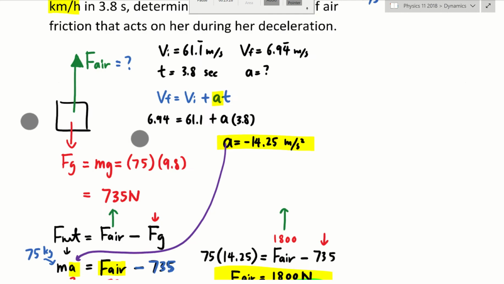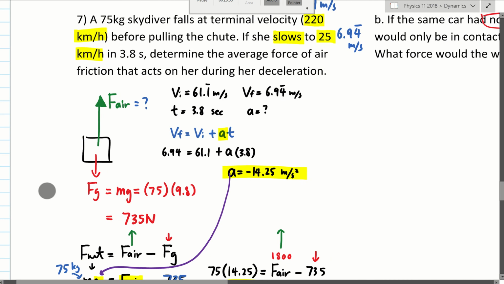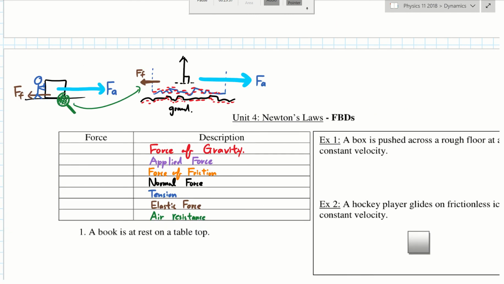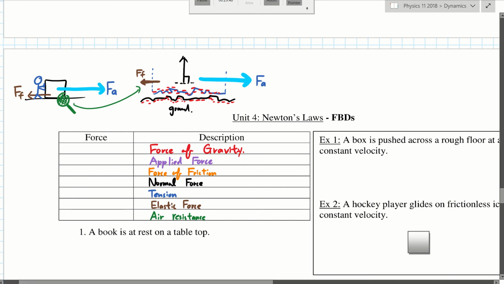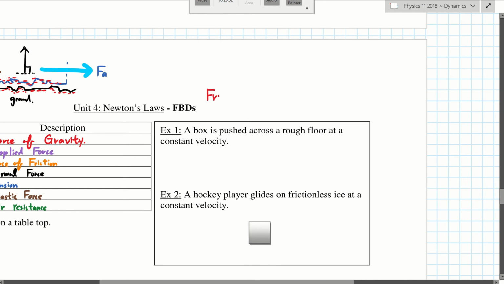Now I've been drawing these diagrams a lot. Now these diagrams actually have a proper name. They are called free body diagrams. Okay, so we are going to switch into the note that says FBD. So FBD stands for free body diagram. Free as in freedom.